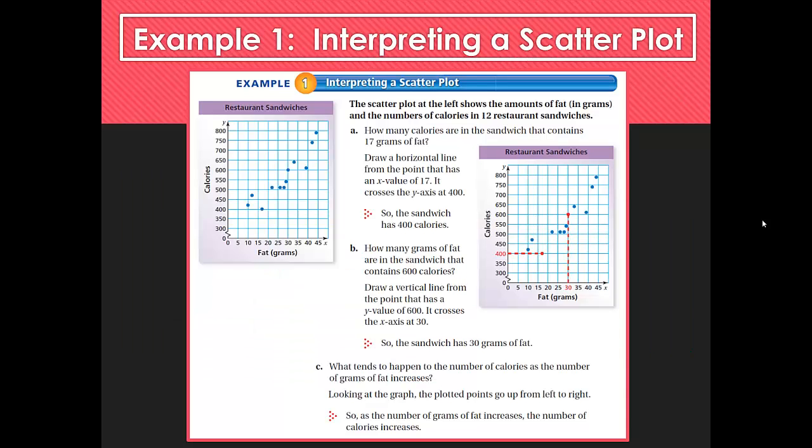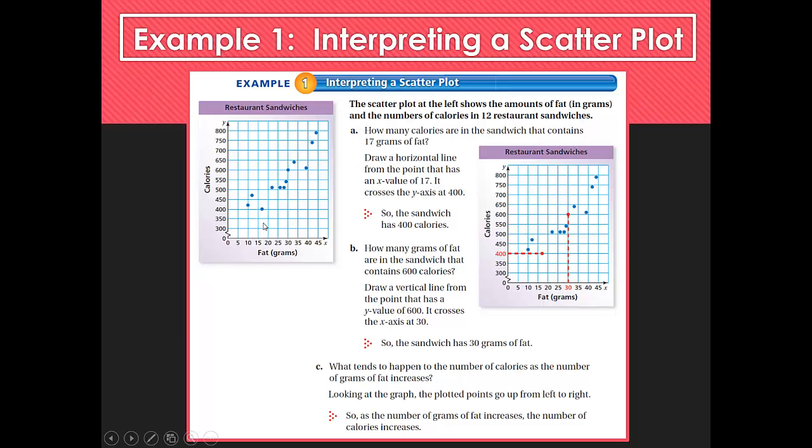For our first example, we're interpreting a scatter plot. The scatter plot at the left shows the amounts of fat in grams and the numbers of calories in 12 restaurant sandwiches. For A, how many calories are in the sandwich that contains 17 grams of fat? So if you look at our scatter plot on the left, we're going to find the number 17 at the bottom because that stands for fat in grams, and that would be in between 15 and 20.